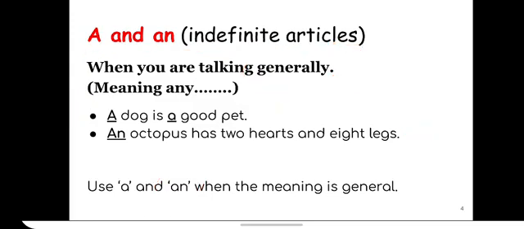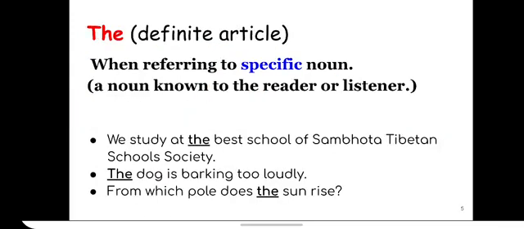Okay, so a and an are used for general meaning, and then the is used for a specific noun, before a specific noun when you are definite about the noun. So we study at the best school of Sambora Tibetan School Society. So the will always be there before best, because best is superlative, and before superlative we use the, as it is definite there. We know best can only be one, or like a group class in total.